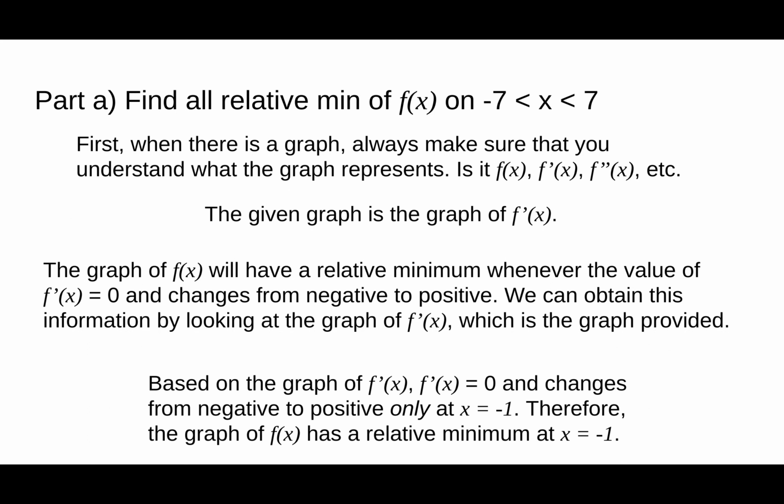Based on the graph of f prime, we can see that f prime of x is 0 and changes from negative to positive only at x equals -1. That's the only x value on the graph where that happens. Therefore, we can conclude that the graph of f will have a relative minimum only at x equals -1.